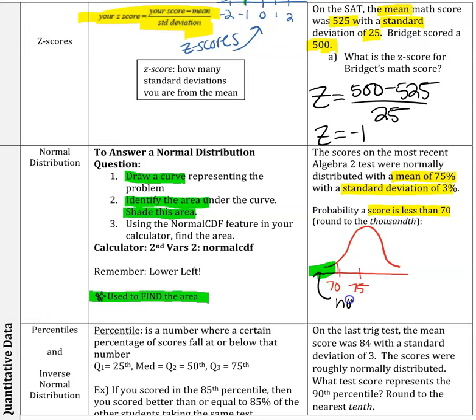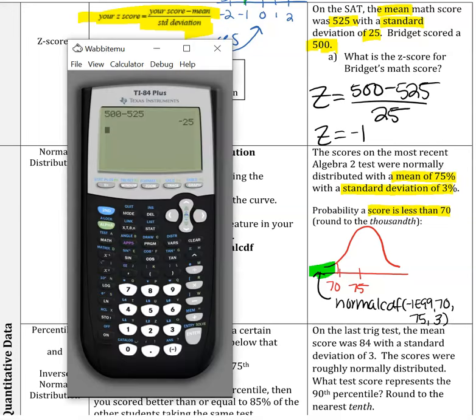So using normal CDF, my lower bound would be -1e99 for negative infinity. My upper bound would be 70. The mean is 75, and the standard deviation is 3. It will prompt you with that in the calculator, at least it should, unless you're using a calculator that isn't updated. But I think we got most of you guys with 84s that will prompt you.